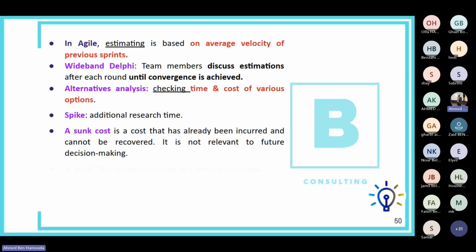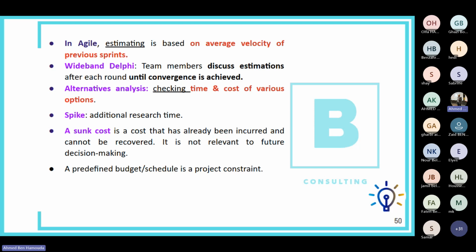Now, in Agile, estimates are usually done based on the average velocity of the previous sprints. So in case you have a question about an Agile team not capable of estimating, then we can check the average velocity in the previous projects or in the previous sprints. Wideband Delphi means the team members discuss the estimates, and after each round, they reach a convergence.